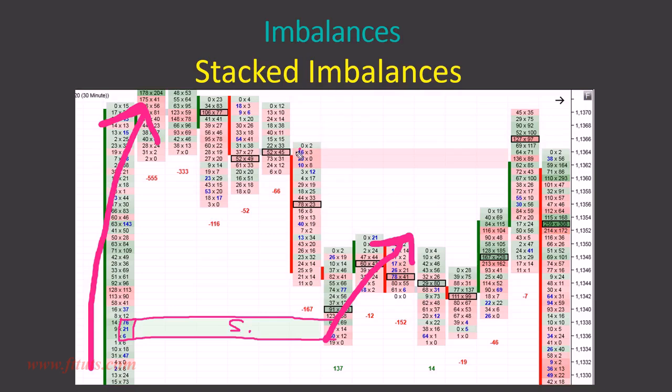Also, aggressive sellers appear in here at the start of this aggressive movement. So this is a resistance zone. The price hits it, and this is the reaction to it. This is how you can trade the stacked imbalances.